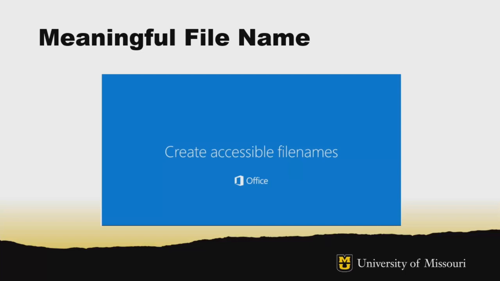Document accessibility can begin with how you name your electronic document. Meaningful file names make it easier for everyone to find, open, and manage documents. Let's watch a quick video to demonstrate.